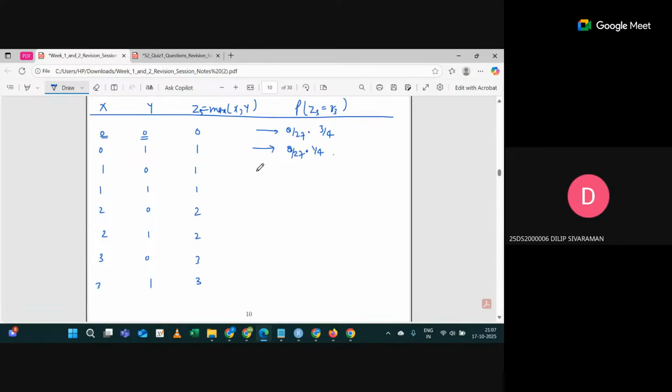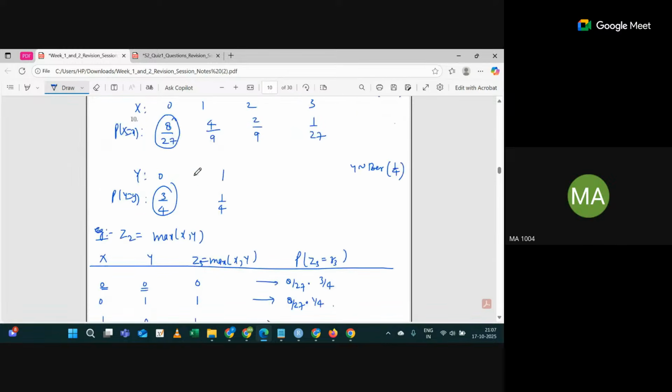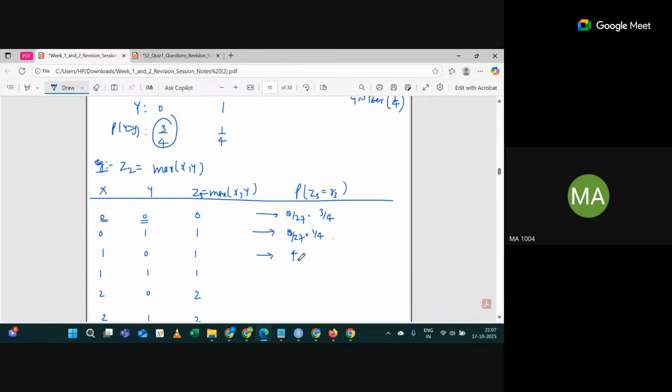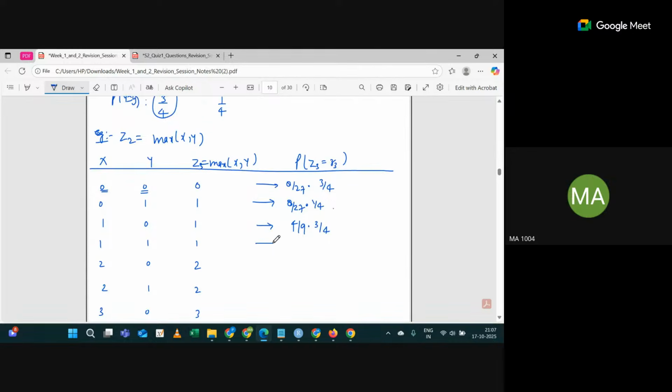Now, the next thing is x is 1 and y is 0. So what is the probability x is 1? It's 4 by 9. And what is the y is 0? 3 by 4. So this will be 4 by 9 into 3 by 4. X is 1 and y is 1. So 4 by 9 into 1 by 4.